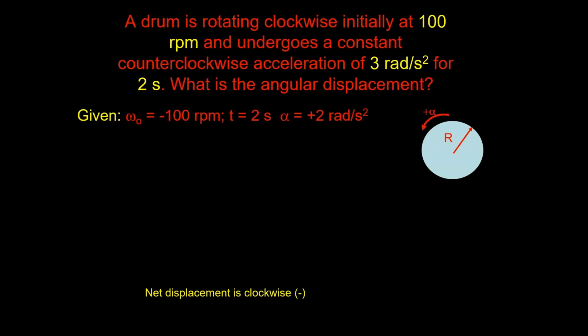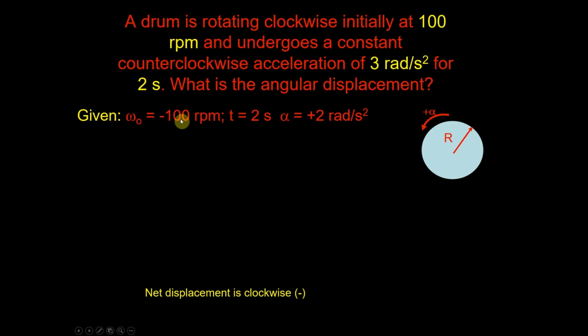So let's take a look at another problem. Here we've got a drum. It's rotating clockwise at 100 RPM. So here we're looking at a problem in revolutions per minute. It's undergoing a constant counterclockwise acceleration of 3 radians per second squared for 2 seconds. So the drum is rotating one direction, and then the alpha, the acceleration, is applied in the other. So essentially this is a brake which is trying to slow down or decelerate the rotation of this object.